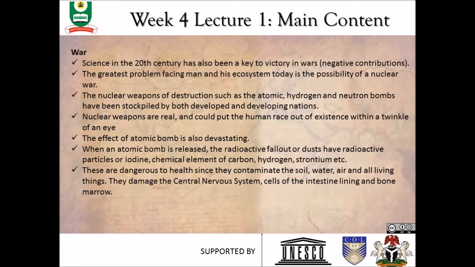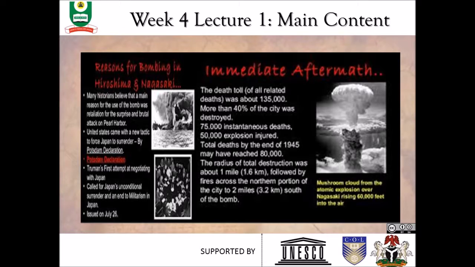The effect of the atomic bomb is also devastating. When an atomic bomb is released, the radioactive fallout or dust has radioactive particles of iodine, carbon, hydrogen, and strontium. All these are dangerous to Earth since they contaminate the soil, water, air, and all living things. They damage the central nervous system, cells of the intestine lining and bone marrow. Anemia, leukemia, and cancers of the breast and stomach are some of the results of damage to the bone marrow.